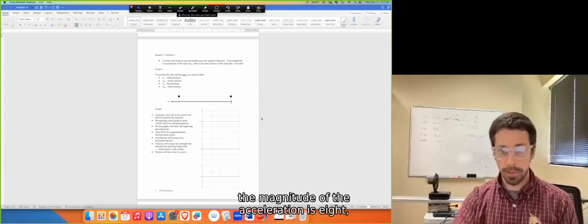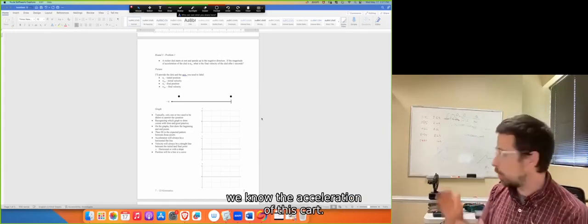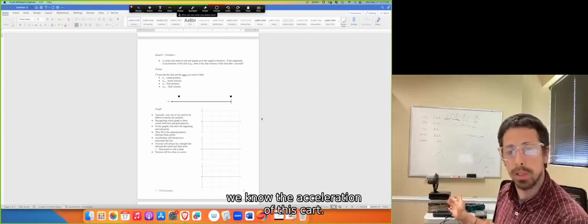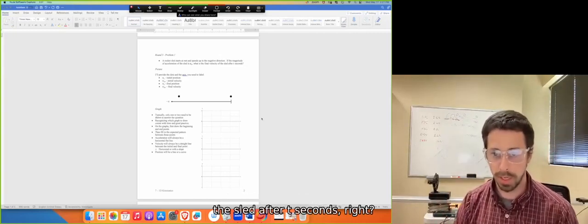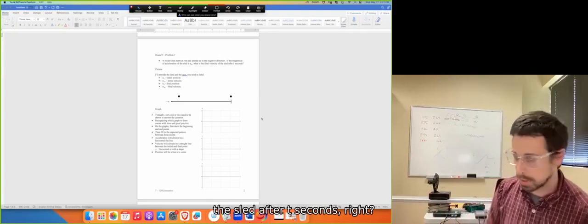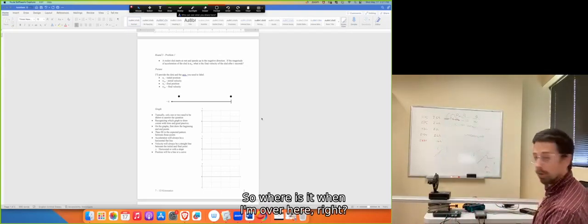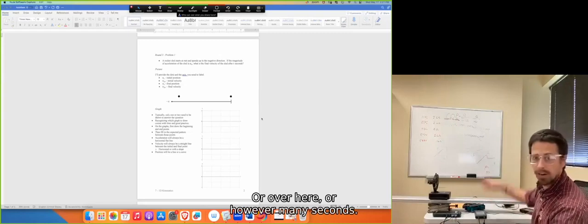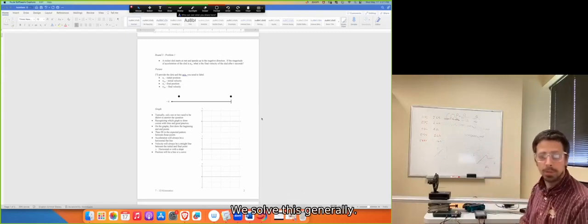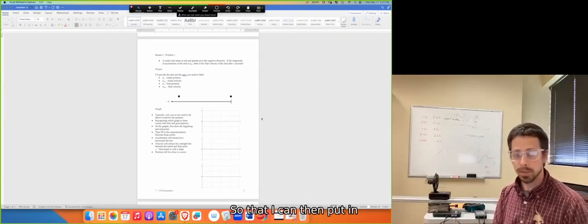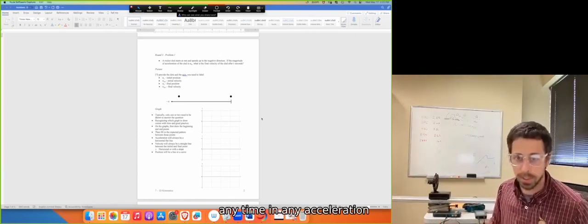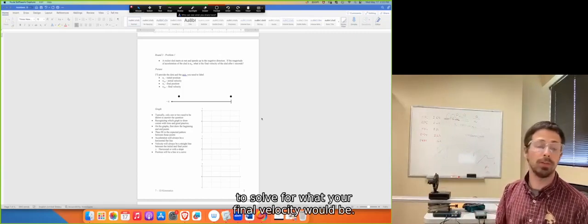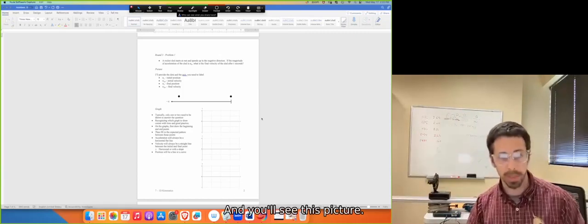What it's saying is, if the magnitude of the acceleration is a, we know the acceleration of this cart. We want to know the final velocity of the sled after t seconds. So where is it when I'm over here, or over here, or however many seconds? We solve this generally so that I can put in any time and any acceleration to solve for your final velocity. And you'll see this.